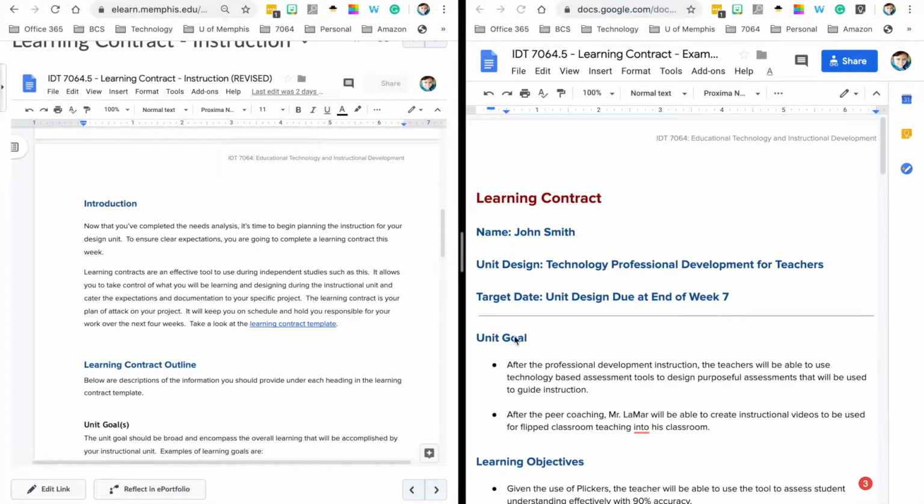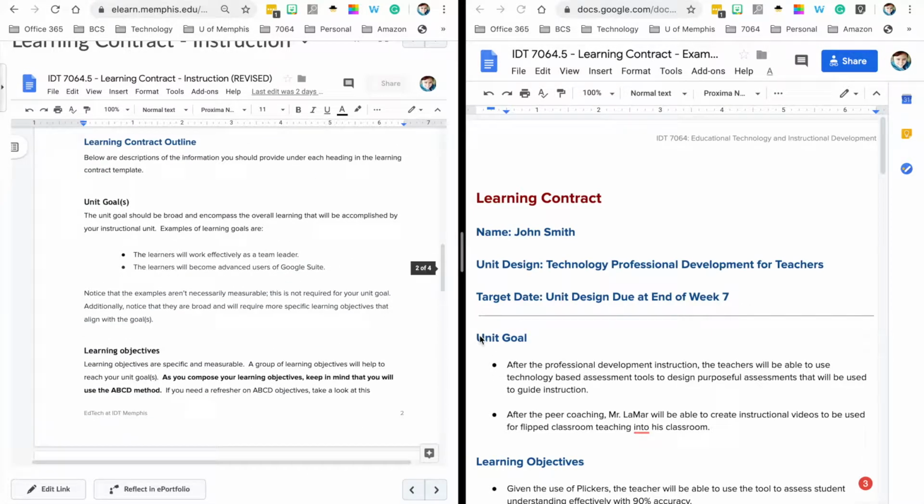So what is a learning contract? A learning contract is essentially a contract that is used to help independent studies. All of you are writing about different topics right now. You're all using different assessments, different media. All of you have something different that you're working on. So the learning contract is going to help lay out what you're going to be doing each week and what the overall unit will look like.